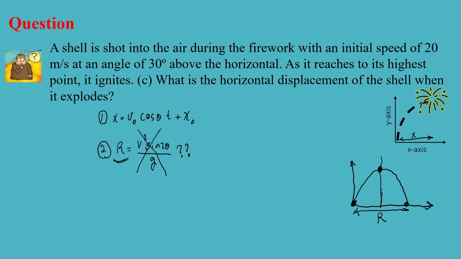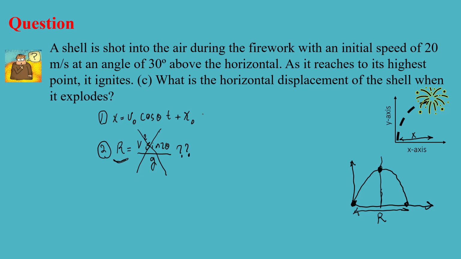But my question for you is, how do you know it reached half of the maximum horizontal displacement? If you look at your problem, it doesn't mention that. So you can't assume it reached half of the maximum displacement. You have to see some hints in the problem, and then you can solve it based on that. Otherwise, you can't assume anything while you are solving problems.